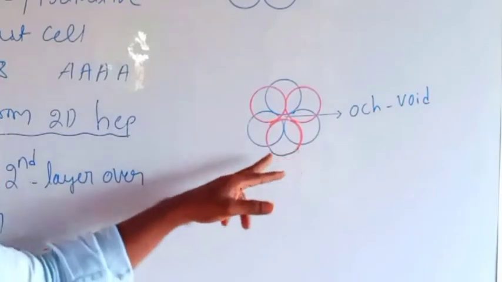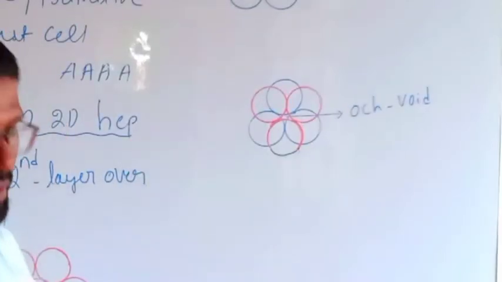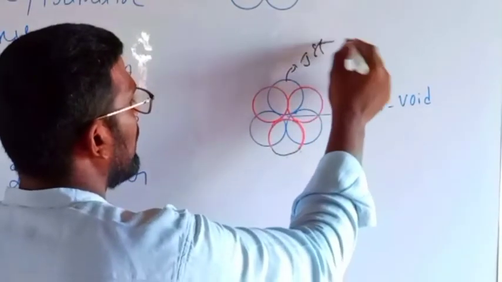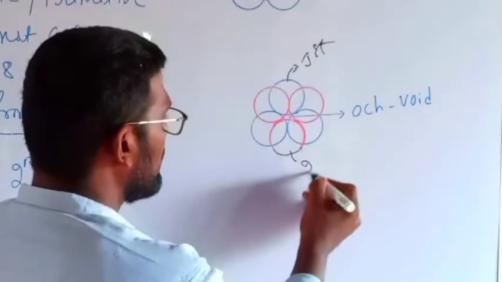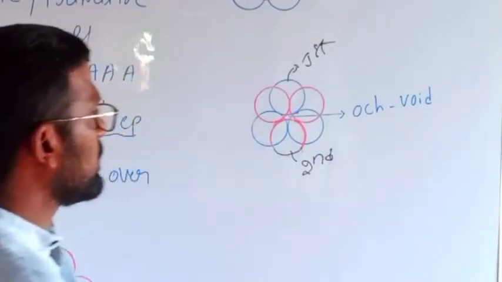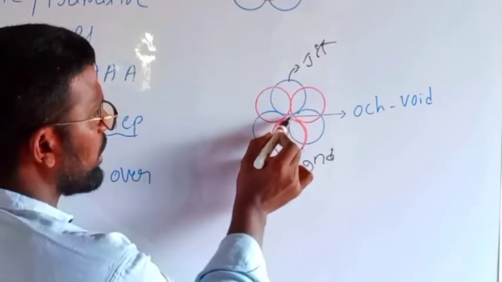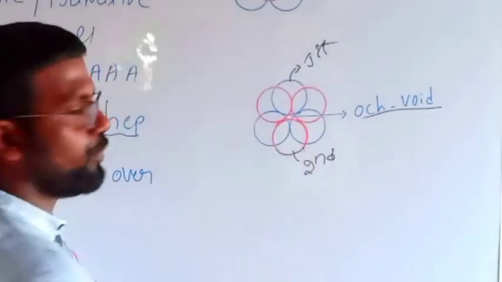Here in this diagram, these blue colored spheres represent the first layer, and these red colored spheres represent the second layer. Then the triangular voids of second layer are falling over the triangular voids of first layer. Due to this, an octahedral void will be formed.